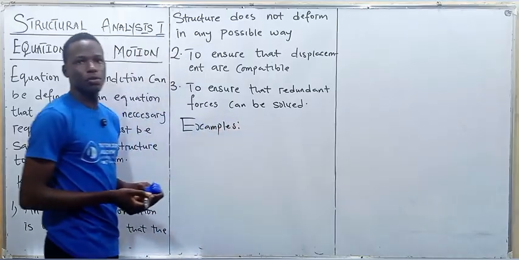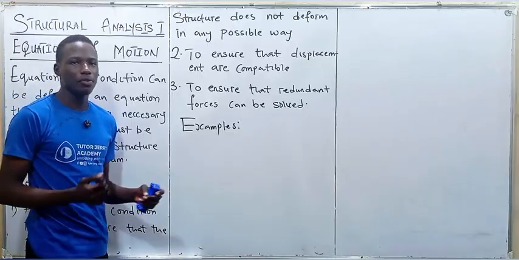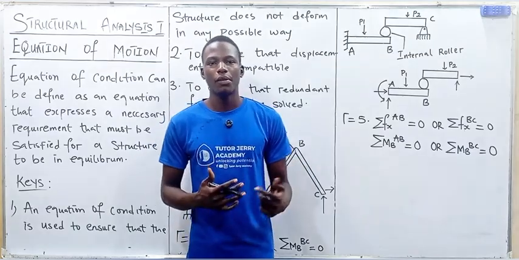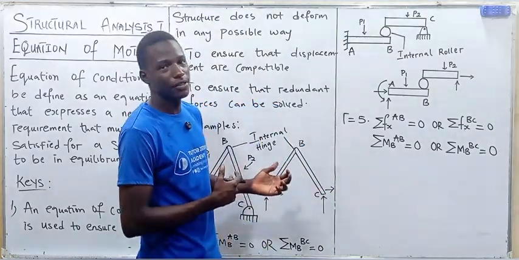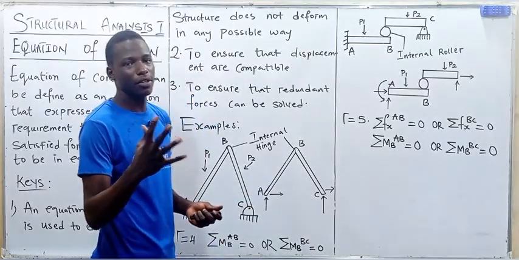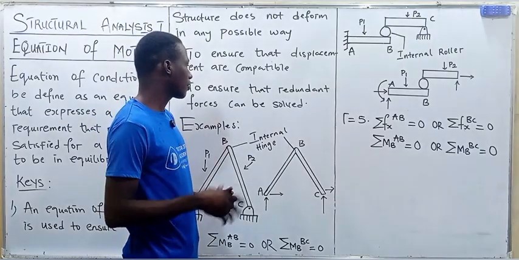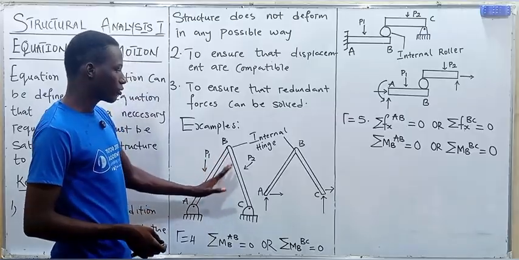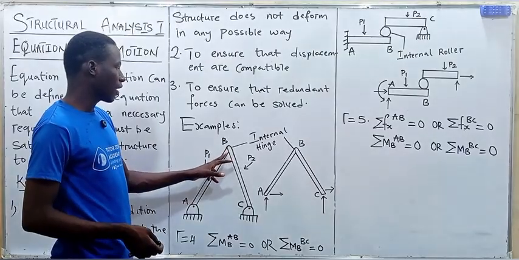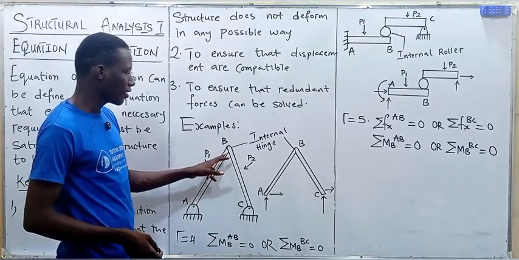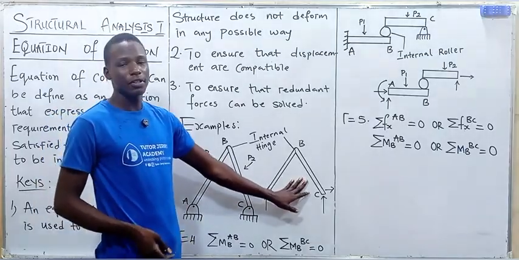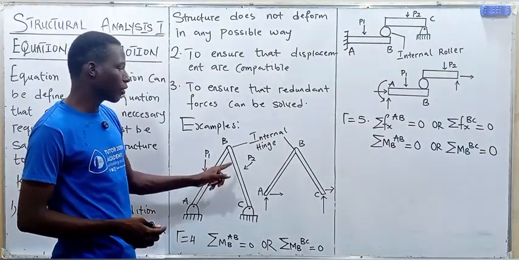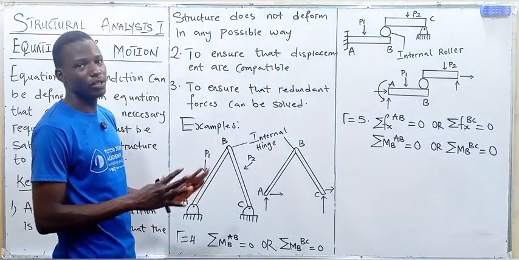All right, so I'm going to be drawing the diagrammatical examples right now for you to see. These are the examples we are going to use to look at what an equation of condition is. Now you can see from this diagram we have a structure here. This structure is hinged at this point. There's an internal hinge here. Of course, this is the main structure. This is its free body diagram. So the hinge at this point automatically makes this structure internally unstable.